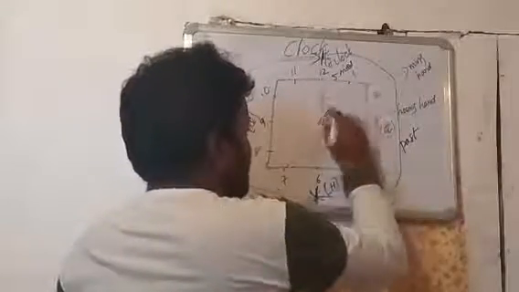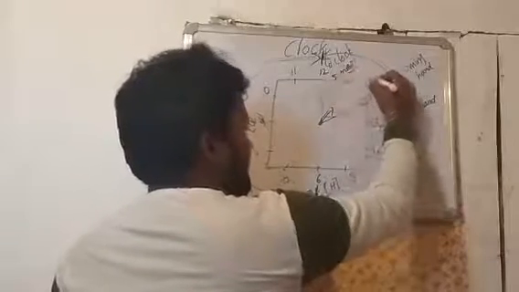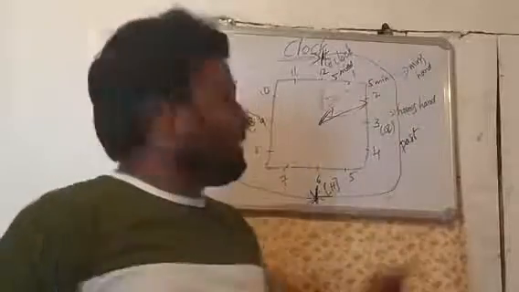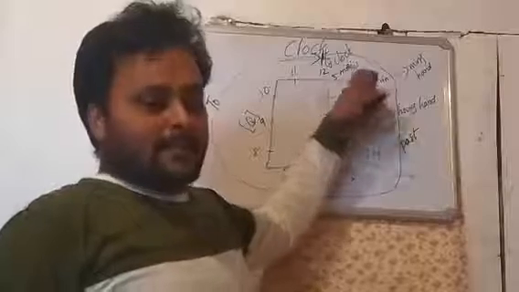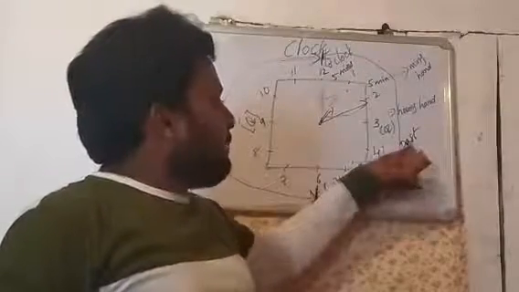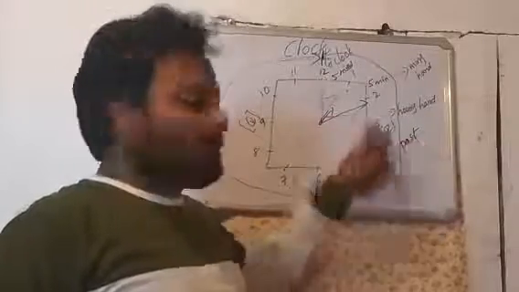Now the minutes hand is on 2. Means here 5 minutes and here 5 minutes. Total 10 minutes. From 12 to 2, it's 10 minutes. Now the minutes hand has covered 10 minutes. After completion of 10 minutes, now the time is 10 minutes past 1 o'clock.